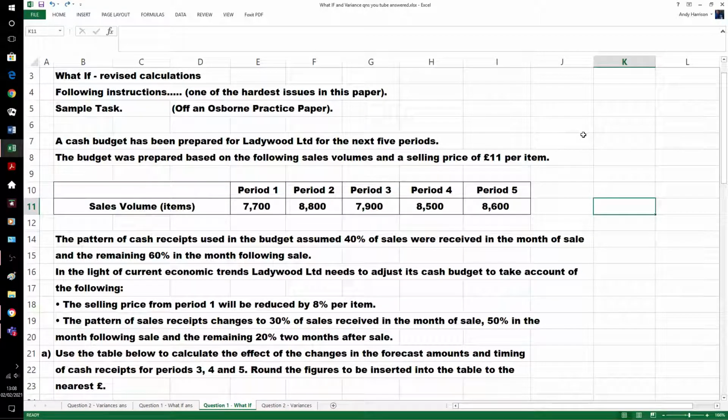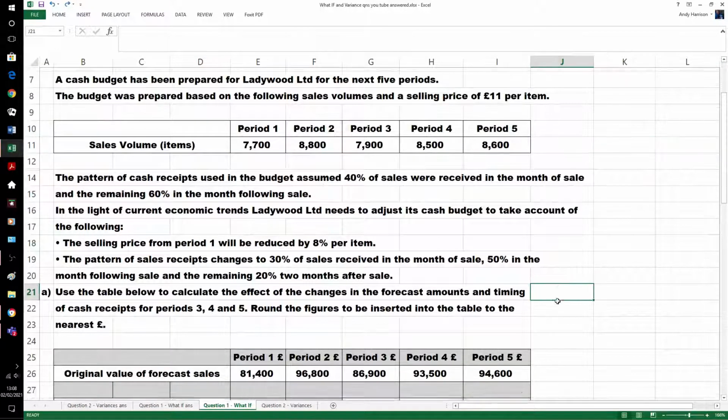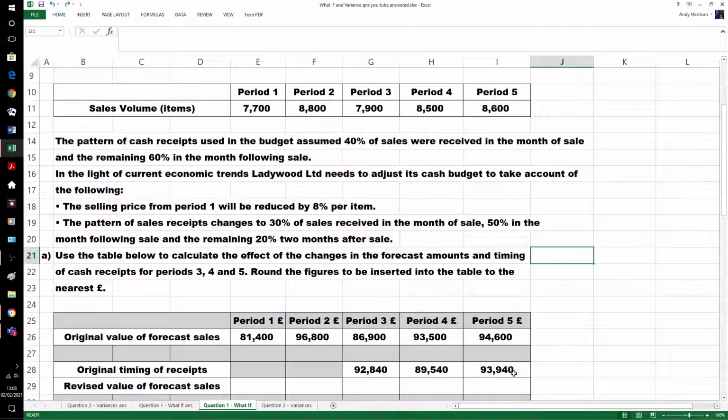paper. So what the question gave us was a cash budget. It's been prepared for 5 periods, 1, 2, 3, 4, 5. It's the next 5, so presumably we're in period 12 of the previous year. We've got a sales price and we've actually got the receipts, but they've given us that in the question. Similar calculations have been done before.